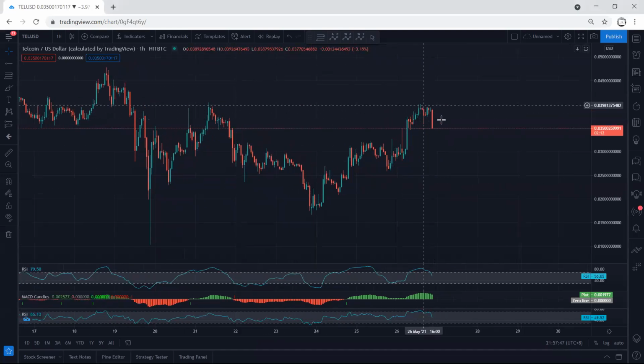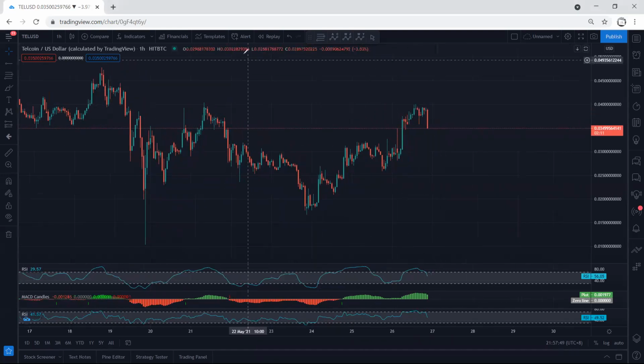Anyway, we don't have any trade. The only thing is we have to wait and see what we get here. In this case, we just follow the chart.